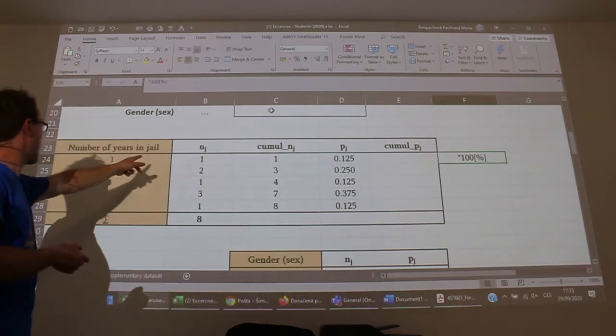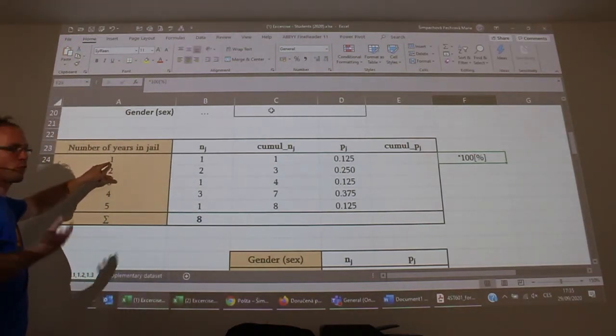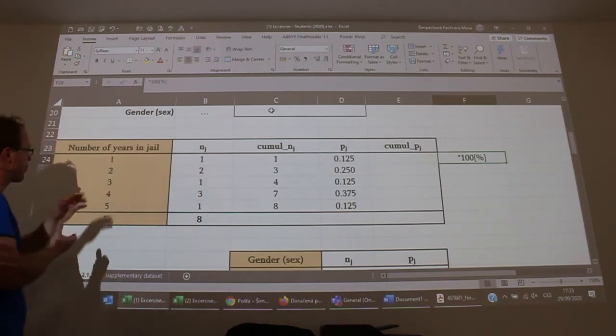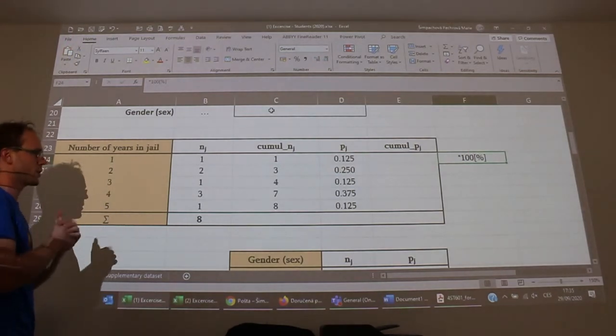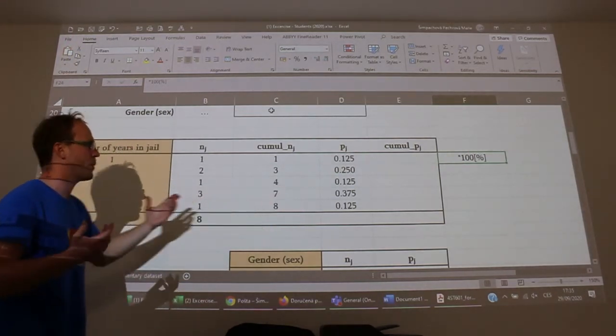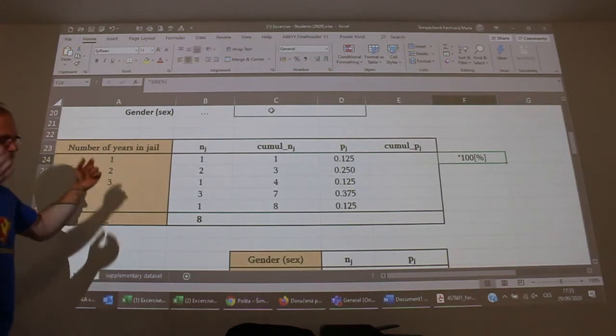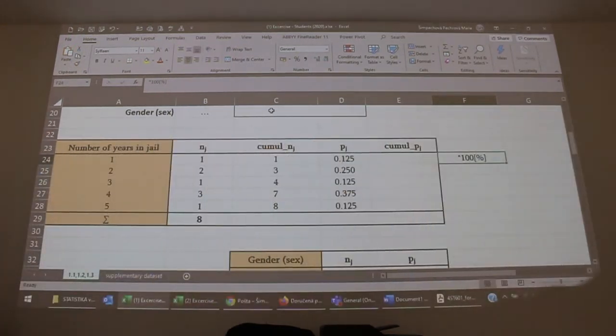12.5% of prisoners spent in jail 1 year. 25% of prisoners spent in jail 2 years. 37.5% of prisoners spent in jail 4 years, etc. But in statistics we are mainly using these relative values, so values between 0 and 1. All formulas are designed on using these relative frequencies.